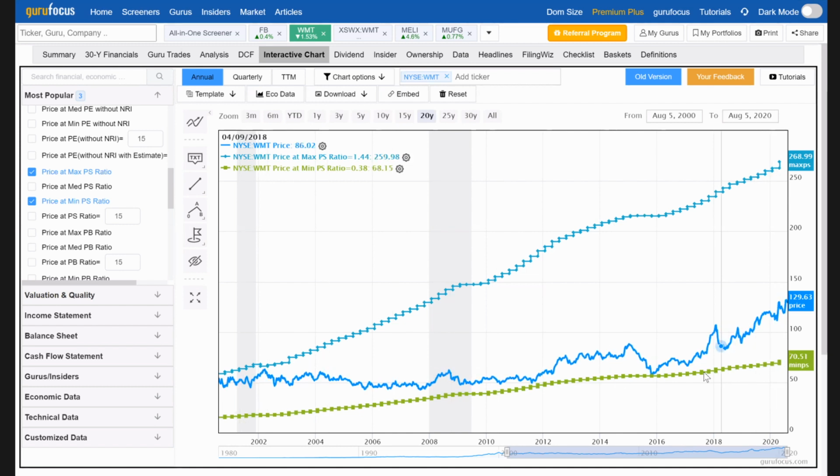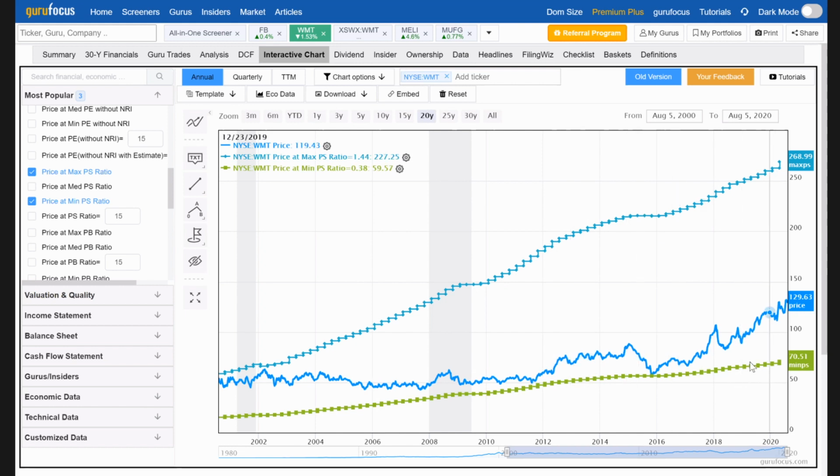And I call this the price to sales band. And it works really well. It works very well for cyclical companies, for companies that sometimes have unstable profit margins. It can tell you very well when is the best time to buy. The best time to buy is when the price line is very close to the lower price to sales band.